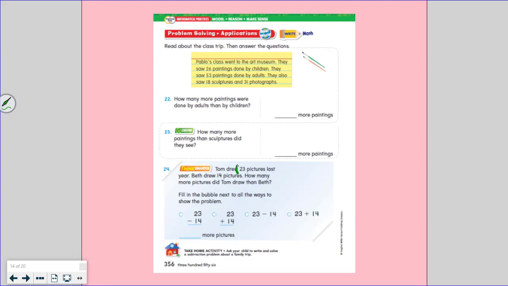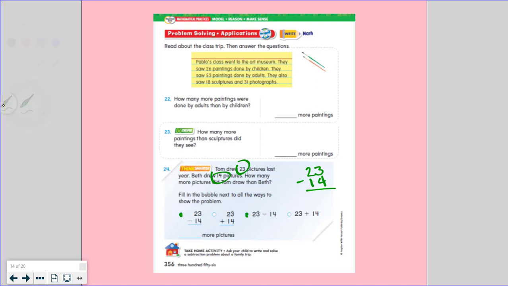Okay, so I'm finding the difference between this number and this number, 23 and 14. So 23, I'm going to rewrite it, minus 14. So which problems look like that? Well, that does. That doesn't. That's plus 23. That one does. It's just written horizontally, and that one does not. Okay, now I'm going to solve it.